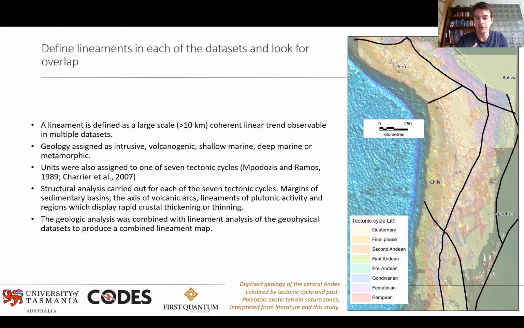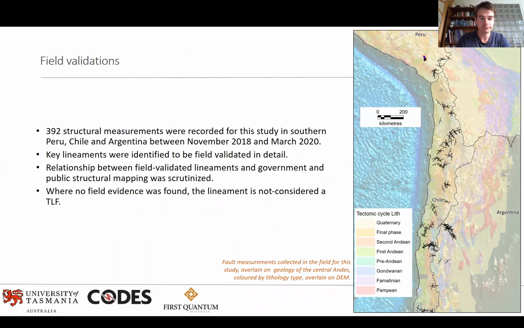We layer each interpretation on top of them all into a layer, and we basically look for overlaps between the different layers. And we're looking for repeating structures or repeating lineaments in the different, totally independent data sets. And we produced a lineament map. However, that lineament map is simply a GIS workspace. It may be real, may not be. So the next step was to validate our lineament map in the field.